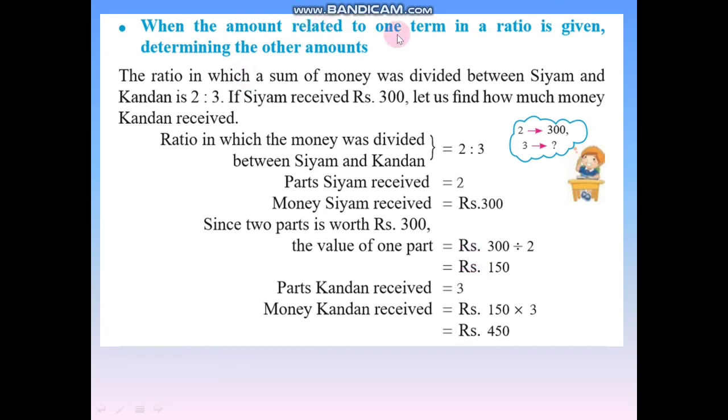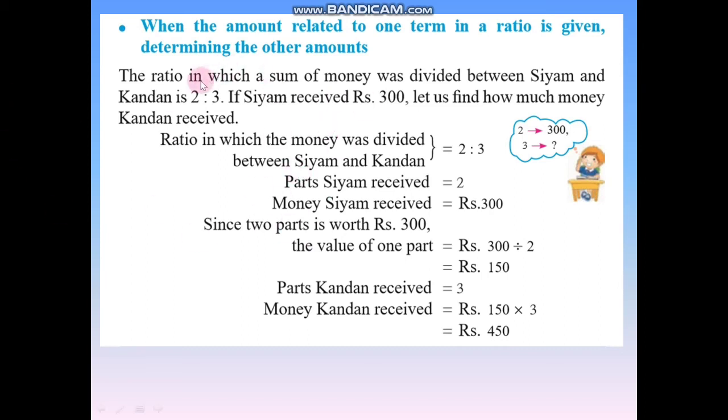When the amount related to one term in a ratio is given, determining the other amounts. Okay, let's see this one also. The ratio in which a sum of money was divided between Siam and Kandan is 2:3. If Siam received 300 rupees, let us find how much money Kandan received.